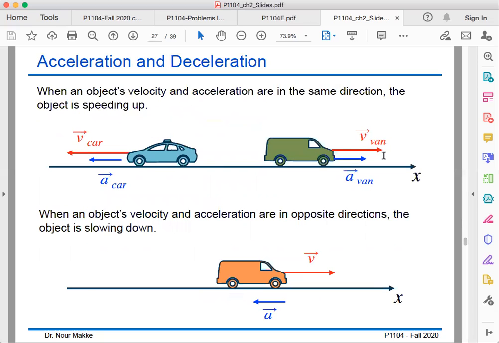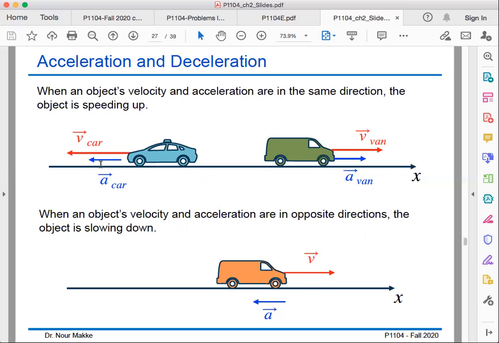Now let's talk a little bit about acceleration and deceleration. How do we know when the object is accelerating and when the object is decelerating? When an object's velocity and acceleration are in the same direction, they are both pointing in the same direction, then we can say that the object is speeding up. Like if you take these two cases, we have a car and a van. It doesn't matter in which direction the object is moving. You just have to look at the velocity vector and the acceleration vector.